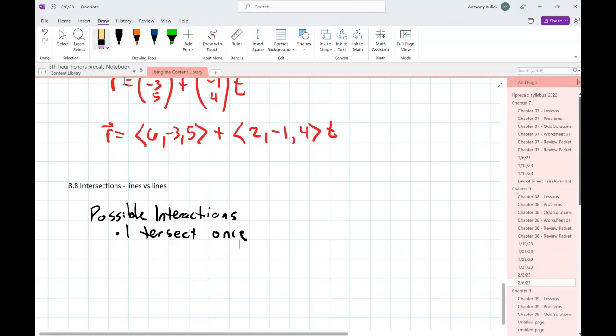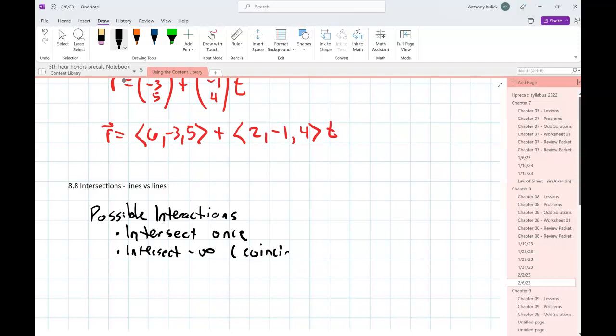Okay. Could they intersect more than once? Braden says yes. How many times more could they intersect? More than two. Infinitely many, right? What do we call that when the lines intersect infinitely many times? It's where the two lines are basically the same line. Good.